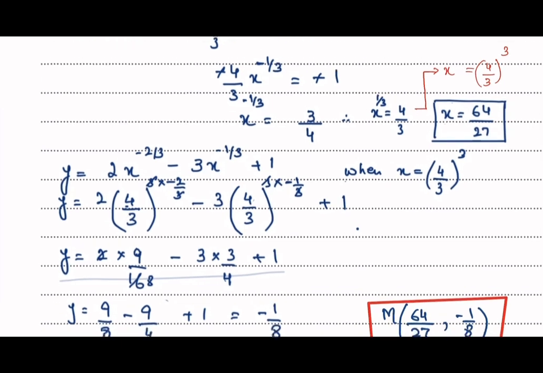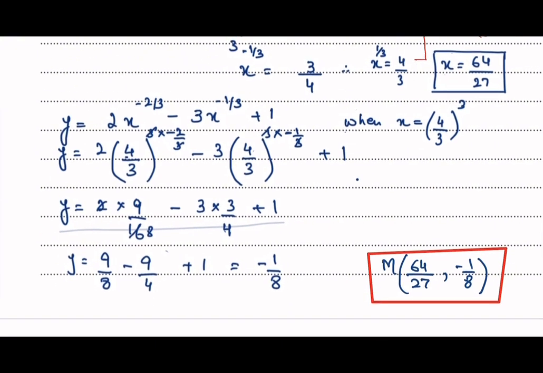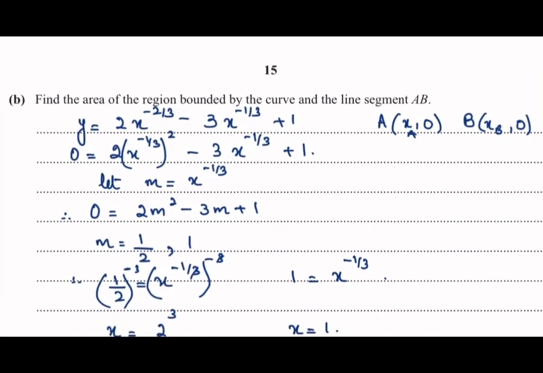Therefore, m should have the coordinates 64 by 27 and negative 1 by 8. So these are the coordinates of m. The second part of the question, which is of 7 marks, is: find the area of the region bounded by the curve and the line segment AB.